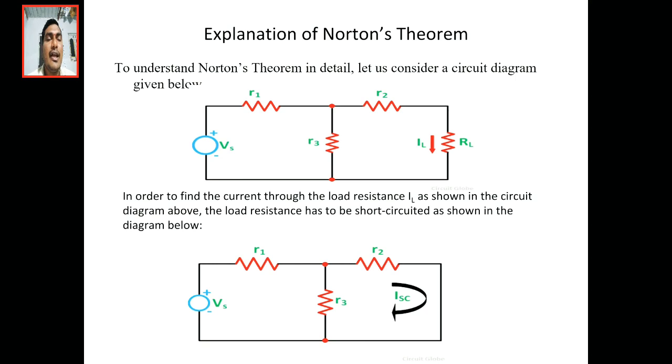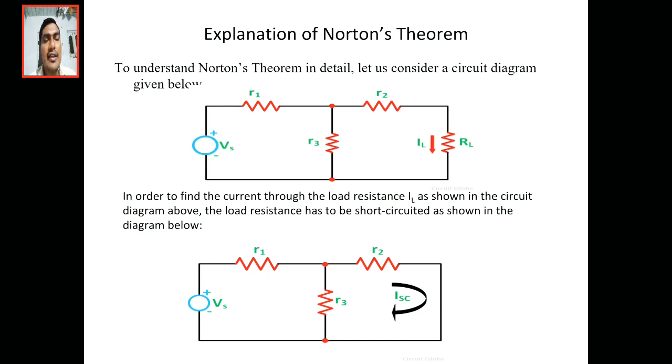Here I am taking one example to explain Norton's theorem. The same circuit I am taking for Thevenin's and Norton's, because these two are dual to each other. Here Vs is the source, R1, R2, R3 are resistors connected in the circuit, and RL is the load resistance. Here we have to find the current IL flowing through the load.